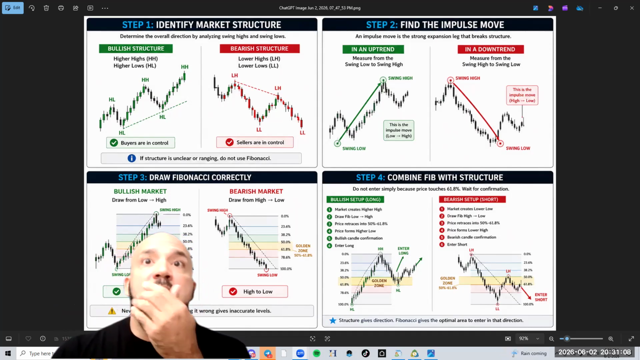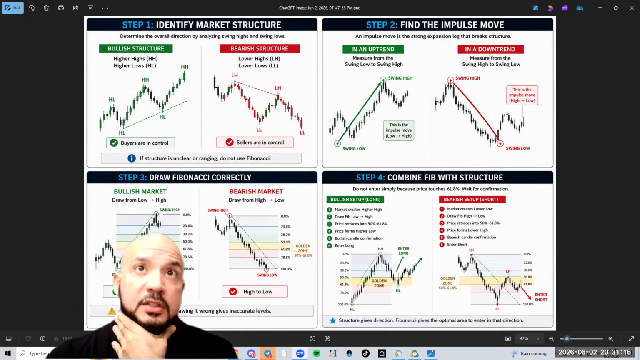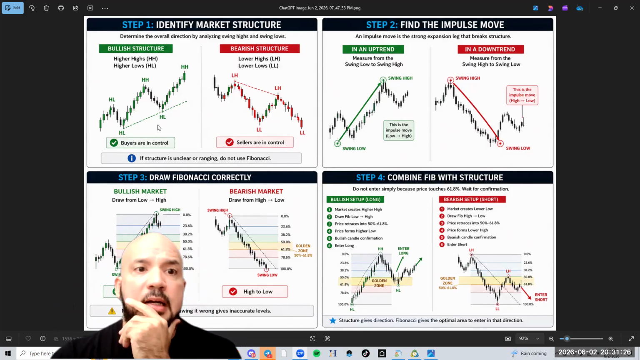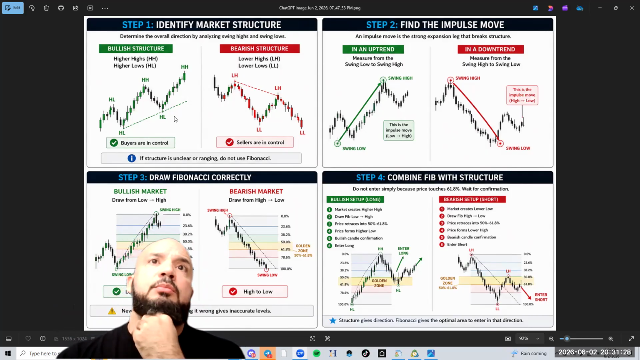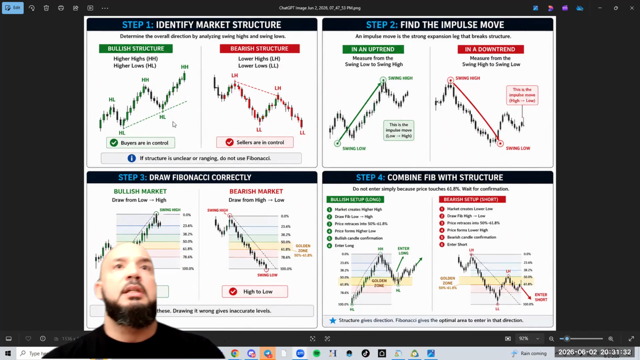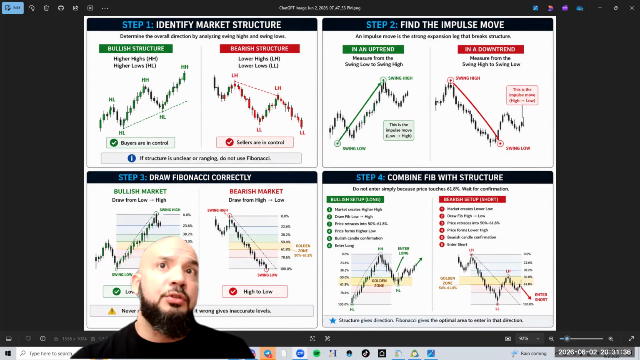So let me see here. So we're going from when the structure is unclear, you don't use the Fibonacci. Let me pull up this example here. The higher highs and the higher lows. So a bullish example to use the Fibonacci is when there are higher highs and higher lows created.